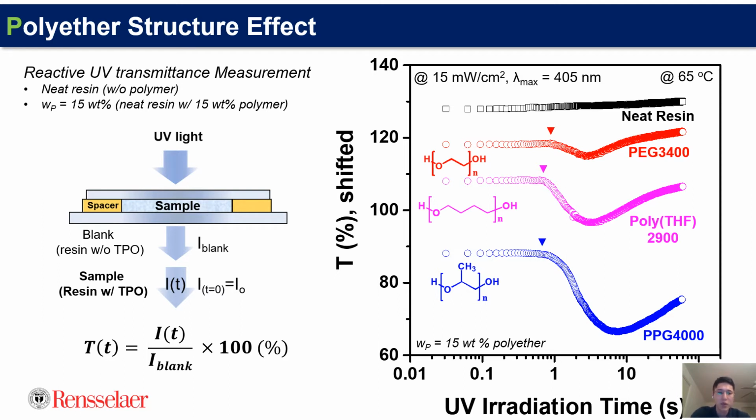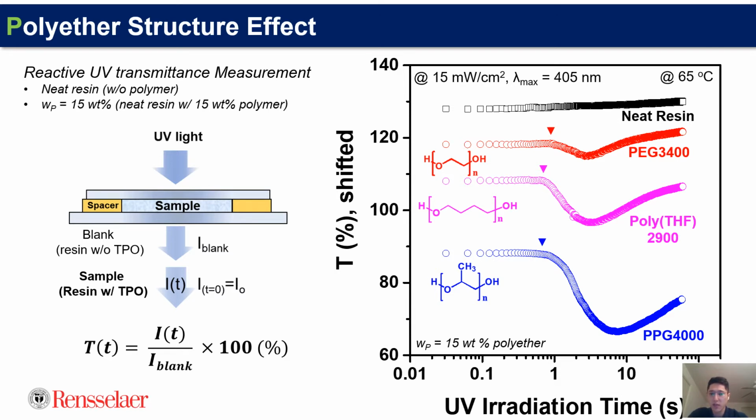When you look at this UV transmittance curve as a function of time, you can see the polyether structure effect on PIPS. Compared to the neat resin showing a monotonous slight increase, the resin with 15% polyether added exhibits a more dramatic change in UV transmittance due to phase separation during photopolymerization.